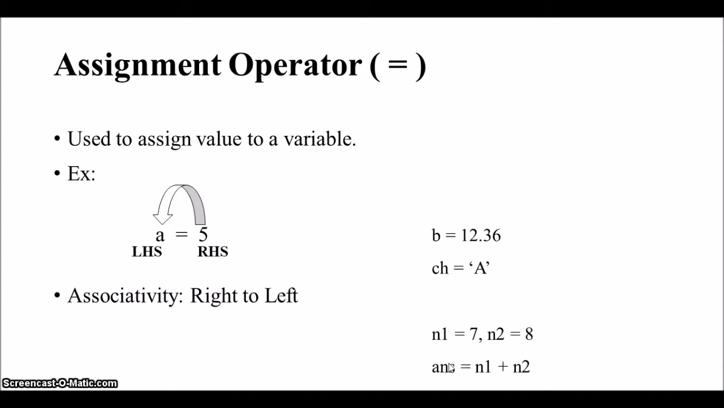One thing you need to remember here is that the value on the RHS side must be of the same data type as the variable on the LHS side. For example, if you are assigning 12.36 to a variable B, 12.36 is a floating point number, so the data type of variable B must also be float. A is a character, hence the data type of the CH variable should be char. Whatever value you assign, the LHS variable should have the same data type.